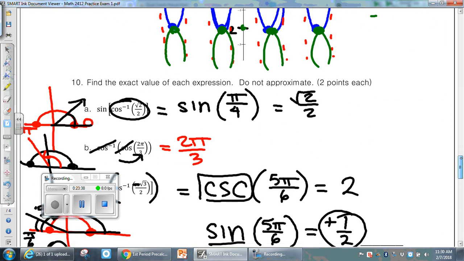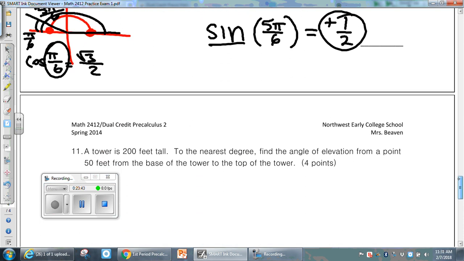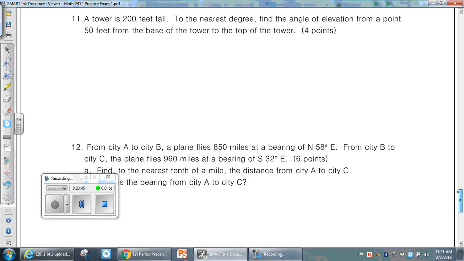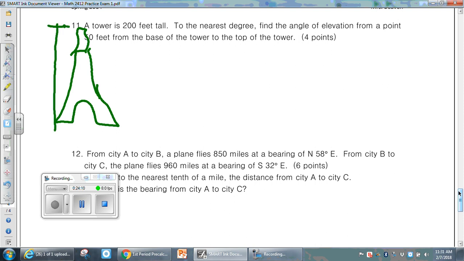Okay. Now let's move on to problem 11. So easy. So you have a tower that is 200 feet tall. What type of tower? We don't know. Eiffel. Okay. Yes, that's the closest. So it is 200 feet tall.